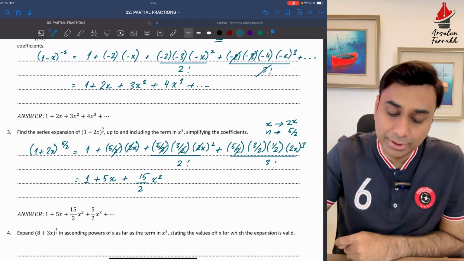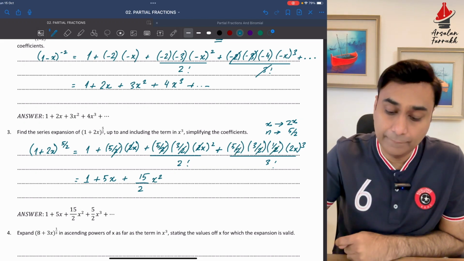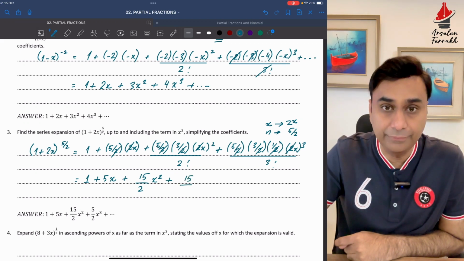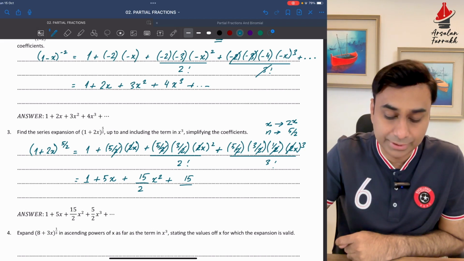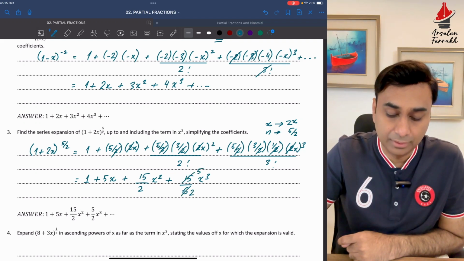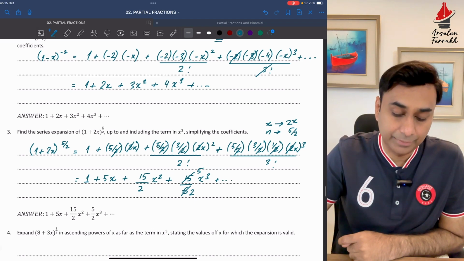Likewise, this 2 and this 2 will cancel out with this 2 cube. And the next term would be 15 divided by the 3 factorial. 3 factorial would be equal to 6 x cube. And then you can simplify this furthermore. 3 times 5 is 15 and 3 times 2 is 6. So this is your expansion here.